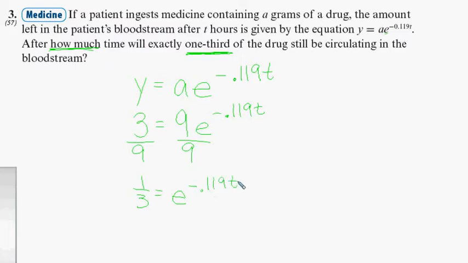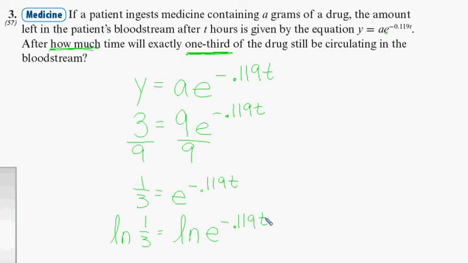Now this is where we can use the rules that we learned from the lesson we did just a couple of days ago. We can take the natural log of both of them, okay? Take the natural log of this, which gives us 1/3, and take the natural log of this, which is e to the negative 0.119 t. Taking the log of both sides of an equation is something that's perfectly legal, just like adding the same thing to both sides is a perfectly legal move.